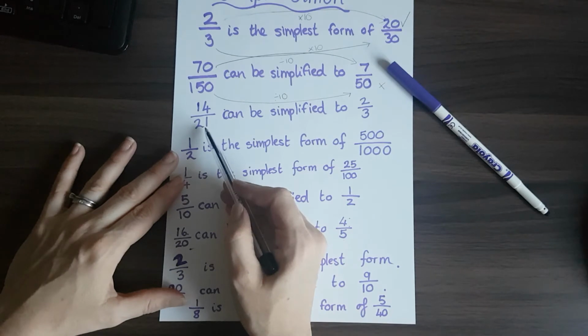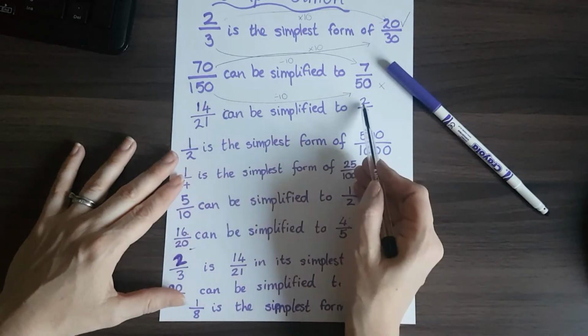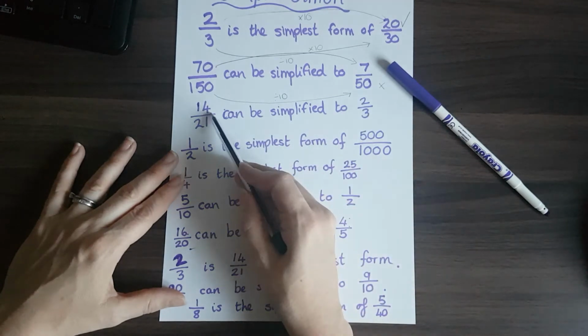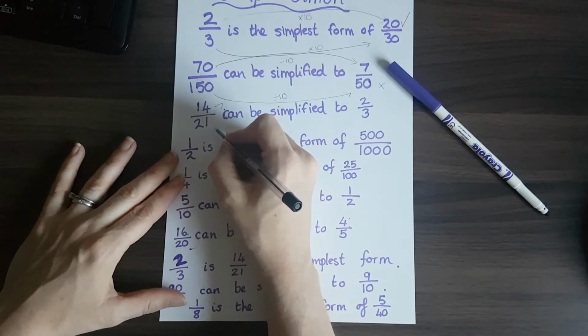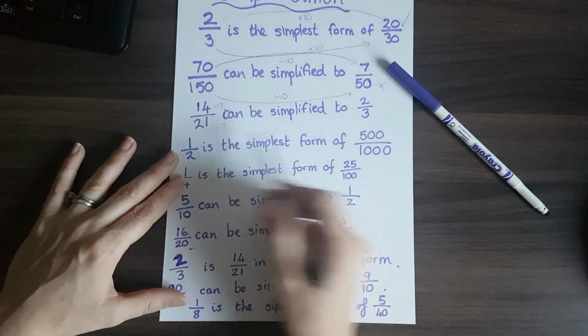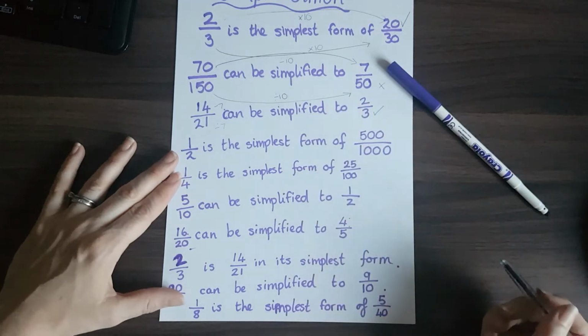14 over 21 can be simplified to 2/3. Well, 14 to 2, I would need to divide this by 7. So 21 divided by 7, that would make 3. So that one is correct.